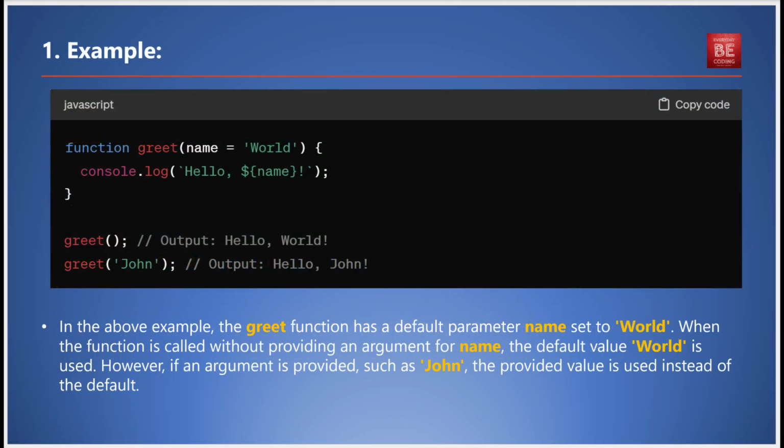In this example, the greet function has a default parameter, name, which is set to world. When the function is called without providing an argument for name, the default value world is used. So if you call greet(), the output will be hello world. However, if an argument is provided, such as John, the provided value is used instead of the default. So greet("John") outputs hello John. But that's not all.